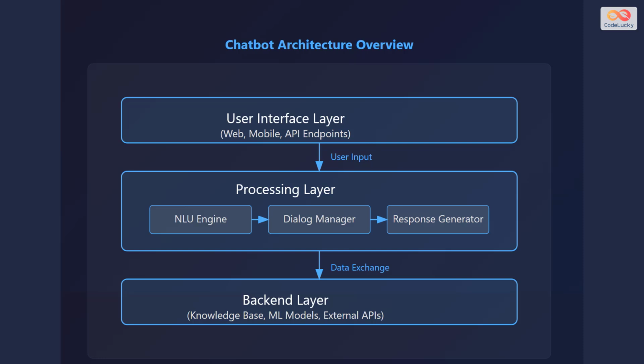Let's get an overview of the typical architecture of a chatbot. The architecture is divided into 3 different layers. Starting from the user interface layer, this is where the user interacts with the chatbot, be it through a web interface, a mobile application, or API endpoints. Next comes the processing layer. Here, the natural language understanding engine, the dialogue manager, and the response generator work together to understand user input, maintain the conversation flow, and generate appropriate responses. Lastly, the backend layer, which provides the necessary data and resources, such as the knowledge base, machine learning models, and external APIs.